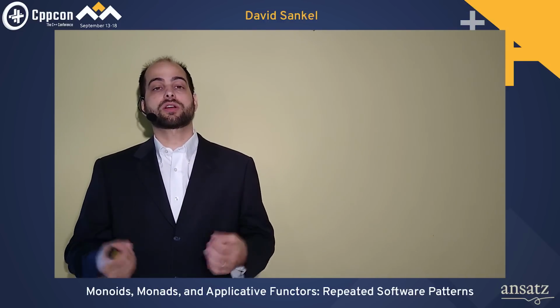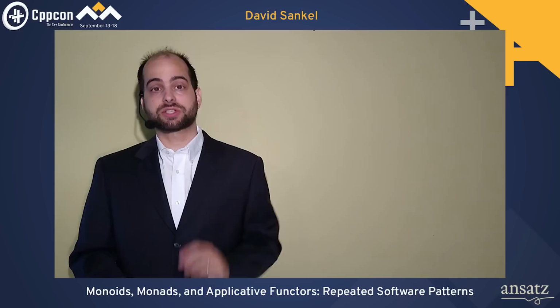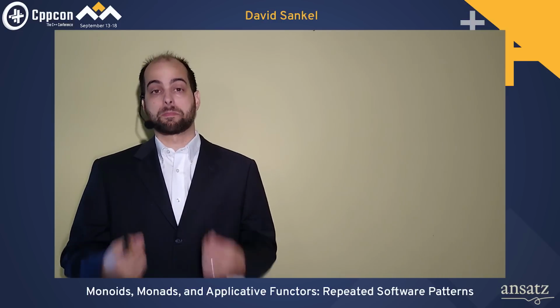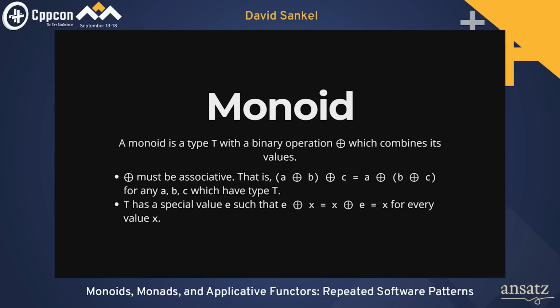Now, we're going to start taking a look at the first of our category theoretic concepts, which is called a monoid. So a monoid is a type in combination with a binary operation. A type T, some kind of binary operation, which is like a cross with a little circle in it. Now, the binary operation combines the values. Now, in order for a type combined with a binary operation to be considered a monoid, all you have to do is have these two properties.